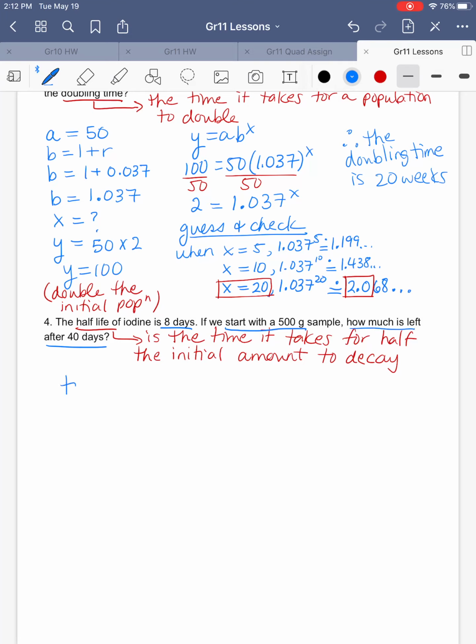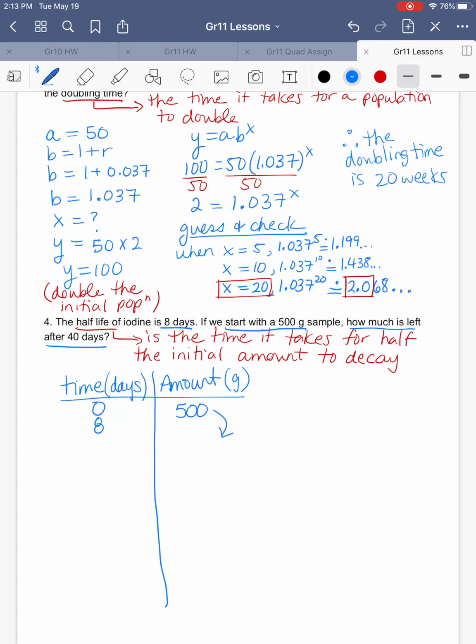So we are going to create a chart where we have time in days on one side, and then on the other side we have our amount, and our amount's in grams. So we start out, so at day 0, we have 500 grams. Now, after 8 days, we know that we have half that amount left. We don't know really what happens on day 2, 3, 4, 5, 6, 7. But after 8 days, we have half the amount. So we're going to be dividing 500 by 2, and we get 250.